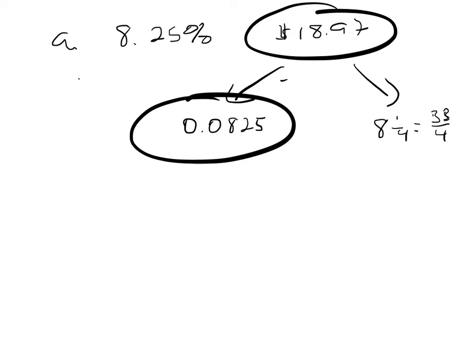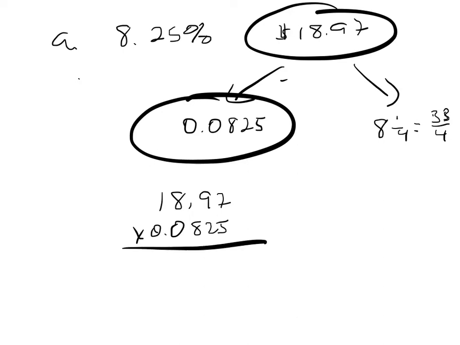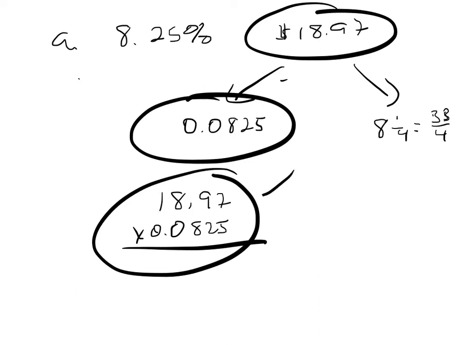I could just rewrite my problem as 1897 times 0.825 and go ahead and solve that problem. Either way, on your calculator is going to be easier, but this is probably the more efficient way, pencil and paper. So for A, I'm going to choose decimal as my answer.